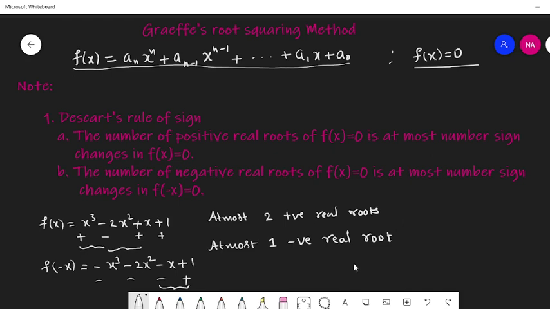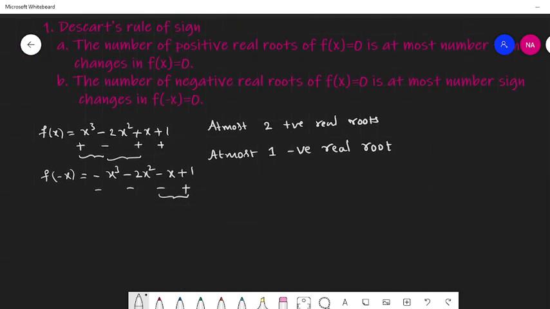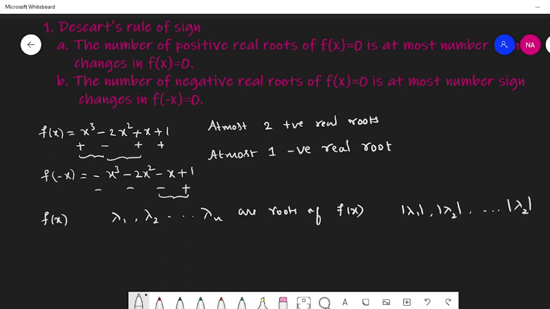Okay. So next important point is, Graeffe's root squaring method actually gives the absolute value of roots of the polynomial. If you consider f of x, and if lambda 1, lambda 2, and so on, lambda n are the roots of f of x, then using Graeffe's method, we will be able to find the modulus of each of these roots. So the sign of the root should be determined by substituting the root in the given equation.